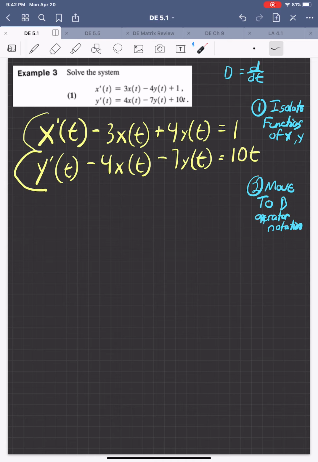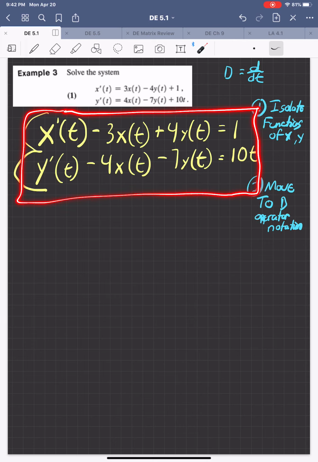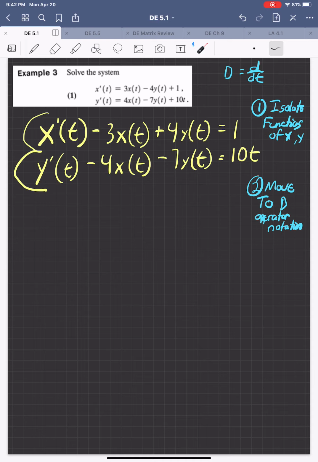So what we're going to do right now is take this system and write it in that D operator notation, using that differential operator notation. Let's see if you can follow me here.